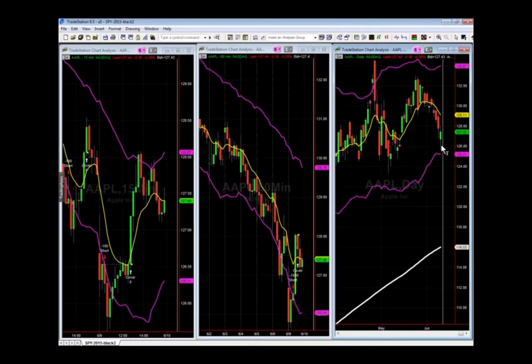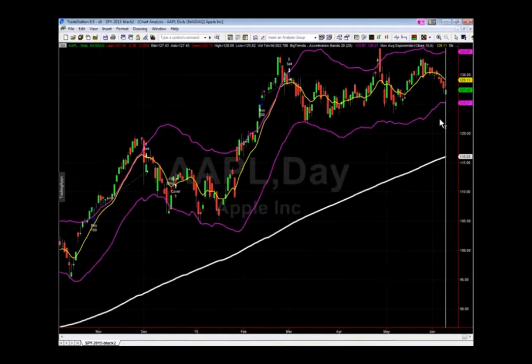I may not have been advising it because you see how choppy the daily chart is. It's not like Apple has gone bad. It's not a sour apple yet. It's just saying that at this point it's consolidating. Consolidation means we stay away.